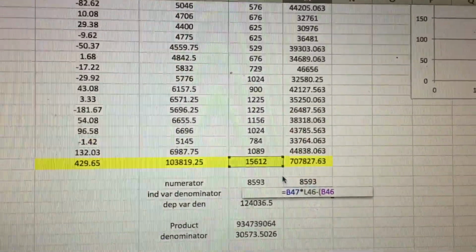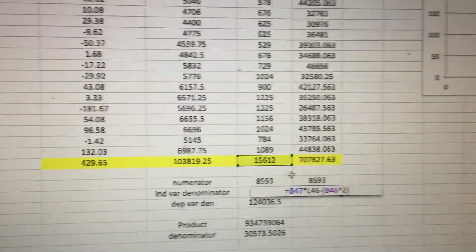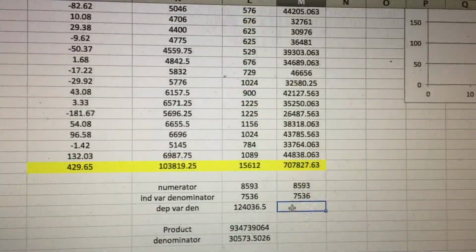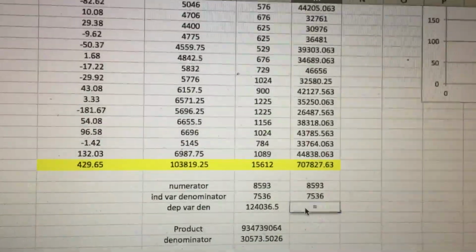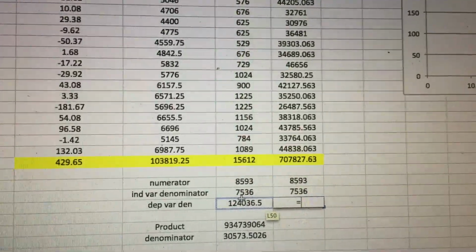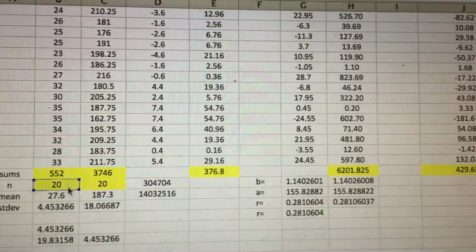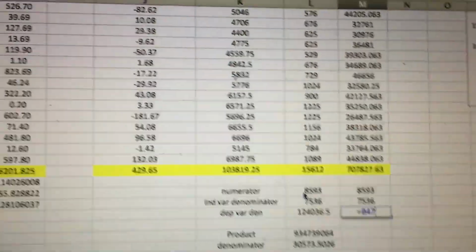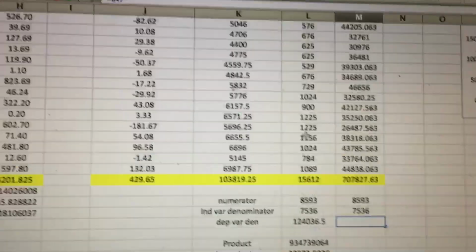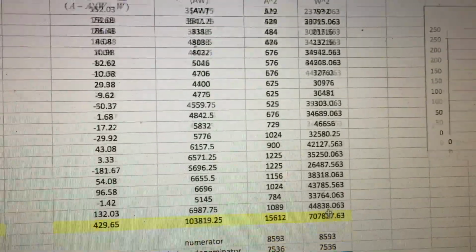So we're going to take that sum of the age, and we're going to make sure you square that. Okay, and then that would be it. We got 7536. Then we're going to take the dependent variable, which would be y, but in our case it's the weight, and we're going to take the count again, which is 20, and then we are going to times that by the weight, every individual weight summed up and squared.